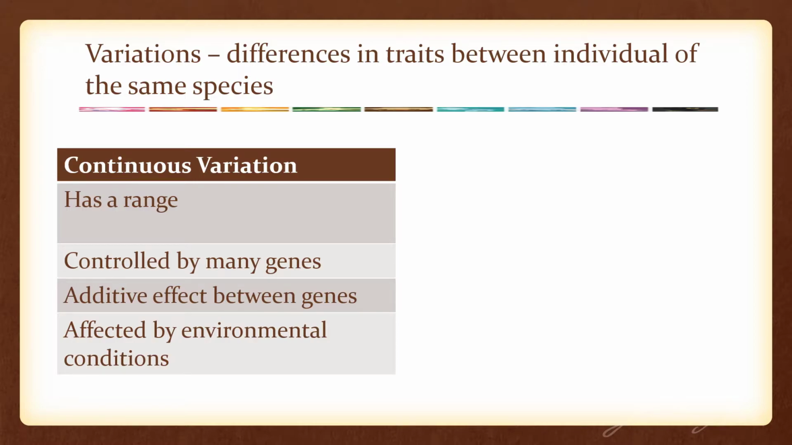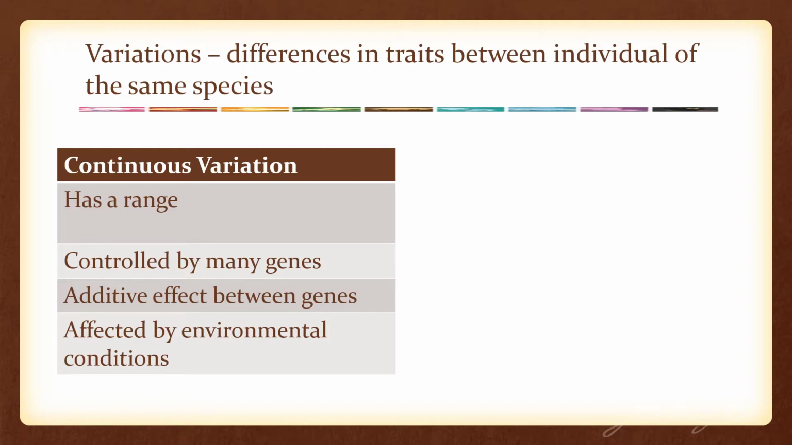Continuous variation is often controlled by more than one gene, so those genes have additive effect. For example, someone that has many copies of the genes that produce the black pigment protein will most likely be more tan or darker than someone with fewer copies of the genes. And continuous variation is most of the time affected by the environmental condition. For example, your height and weight, the amount of nutrients you get, especially during your puberty, will affect your height and weight.